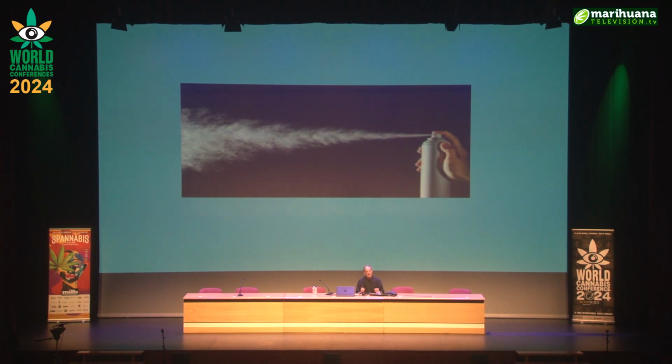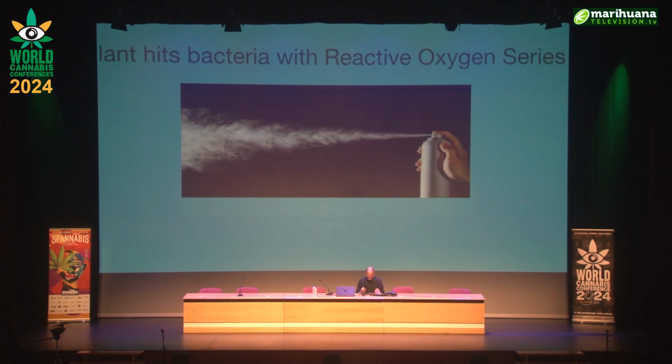Now, when a bacteria enters a root cell, the plant goes, uh-oh, I'm being invaded by a bacteria. And so it sprays the plant literally with something known as ROS. It's a reactive oxygen series, but it's called ROS. This is a way the plant protects itself, and so it sprays the ROS on these invading bacteria.